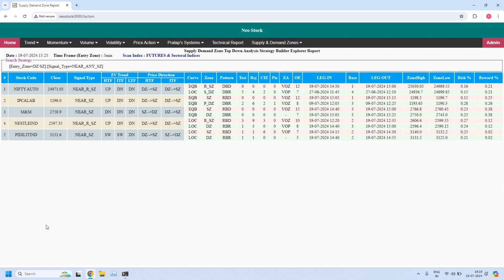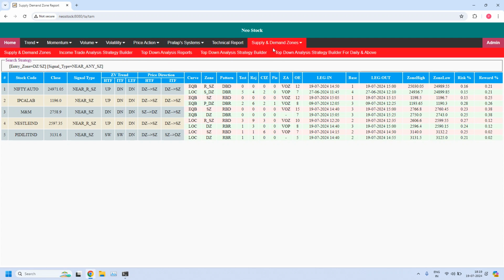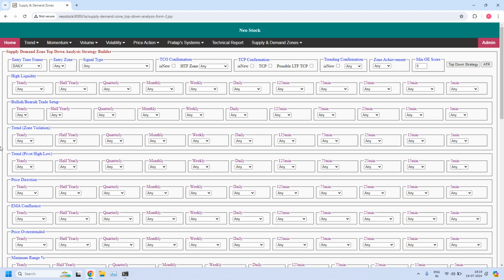The next report is going to be bullish and bearish trade setup for different income trades. The first one is a bullish trade setup for monthly income trade. For monthly income trade, entry time frame is daily. For bullish trade setup, entry time frame is demand zone. And in bullish or bearish trade setup, daily time frame, this is the entry time frame, we are selecting bullish. With this we can generate the report, but we don't want pierced zones.